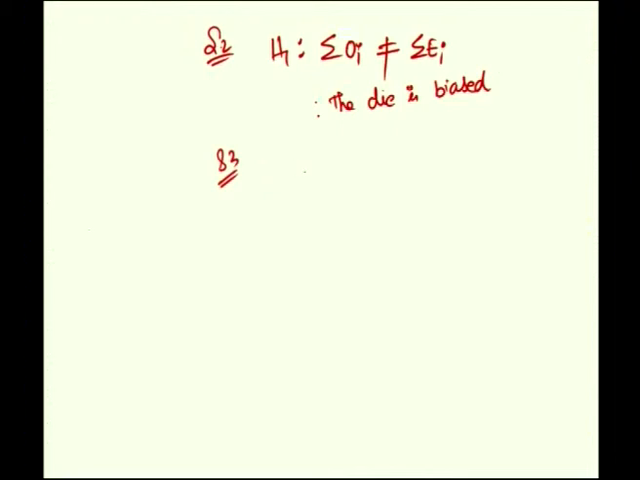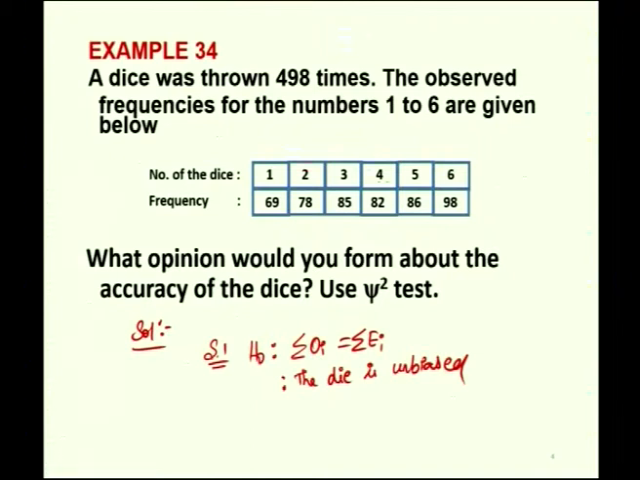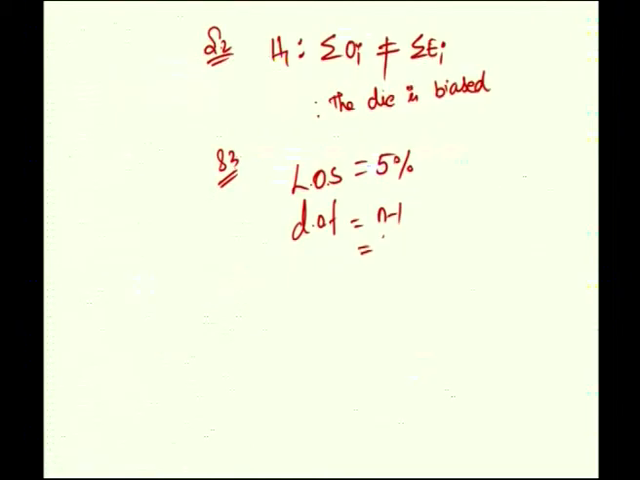Then step 3 is level of significance is 5%, and then degrees of freedom is n minus 1. How many subdivisions are there? There are 6 subdivisions, therefore, degrees of freedom will be 6 minus 1 is equal to 5. Then step 4 is your calculation part. First of all, to find EI.